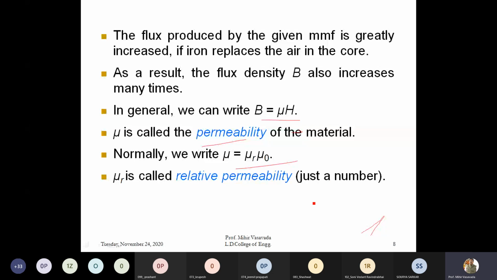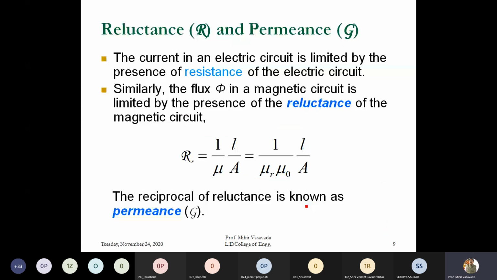Then reluctance and permeance. Reluctance in some literature is referred to as S also. Here it is referred to as R. So reluctance is actually the opposition offered to the flow of flux. The current in an electric circuit is opposed or limited by the resistance. In a similar manner, the flux phi in a magnetic circuit is controlled or limited by the presence of reluctance. That is, the opposition offered to the flow of flux is reluctance.